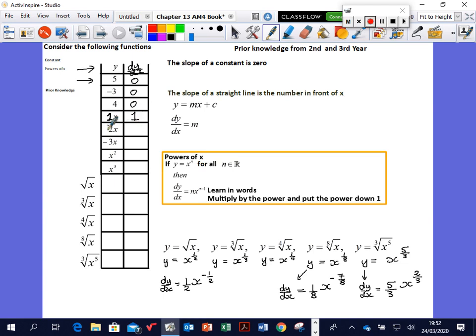The number in front of 2x is 2, so the slope is going to be equal to 2. The number in front of minus 3x is minus 3, so dy dx, the slope value, is minus 3. The slope value for a power of x is: multiply by the power, and put the power down 1. These ones here I've already done down there.